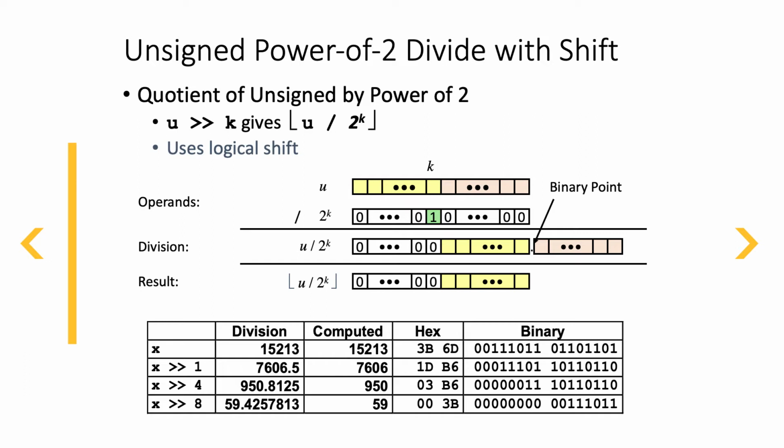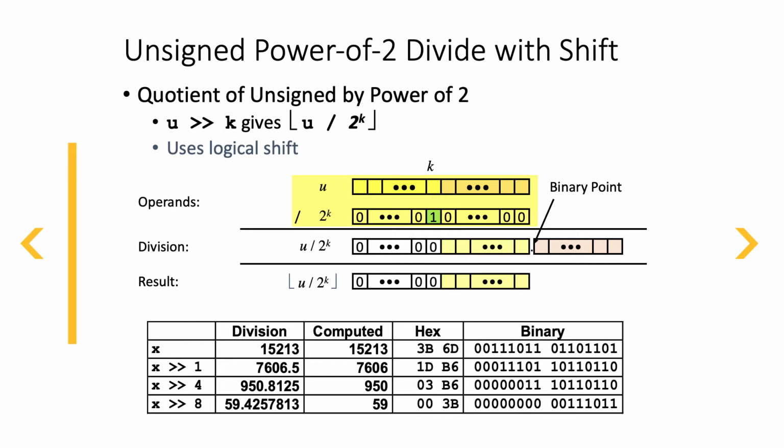We can just write shift, and we're going to use a logical shift. Now, what that's going to give you is u divided by 2 to the k, but we're going to take the floor of that because we're dealing with integers, so we don't get to have fractional values, right? Remember when we talked about shifting, with integers at least, we drop off the stuff that goes off to the right.